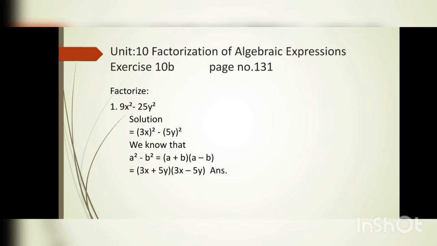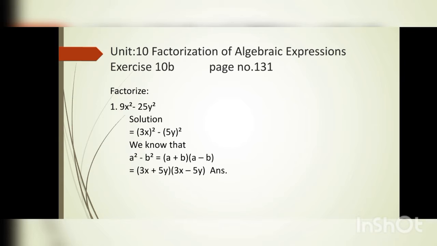So we are going to start exercise 10b of unit number 10, factorization of algebraic expression, right? Earlier you started exercise 10a. Now we are going to start exercise 10b. It's on page number 131. Okay, so our first question is factorize 9x square minus 25y square.